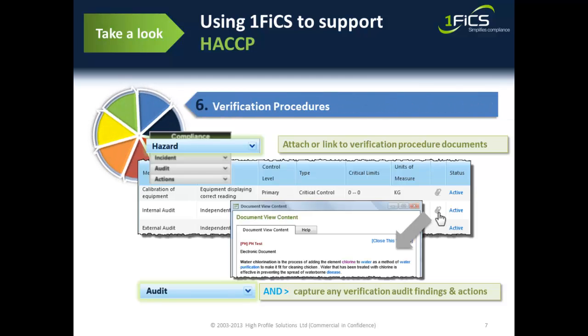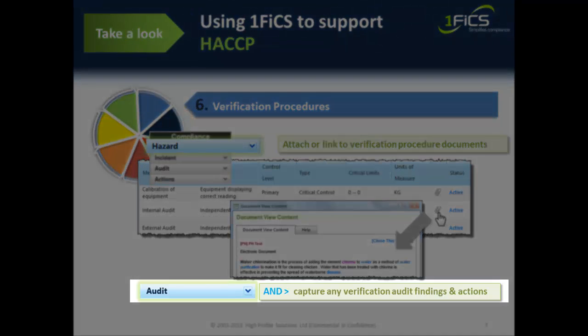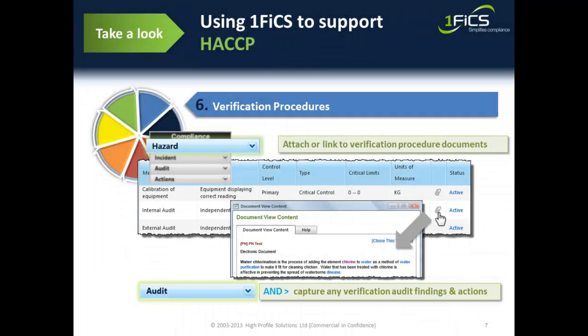Verification can be handled in several different ways. Use the Hazard module to provide a one-stop shop for all verification procedures and supporting documentation, and use the Audit module to actually conduct assessments and provide verification findings and actions to the wider organization.